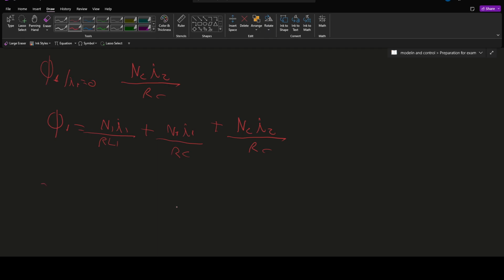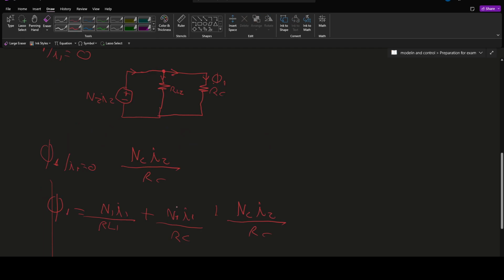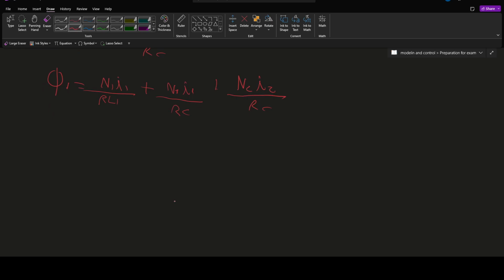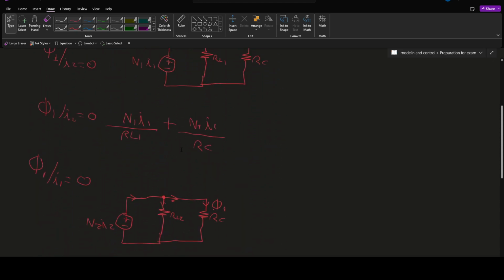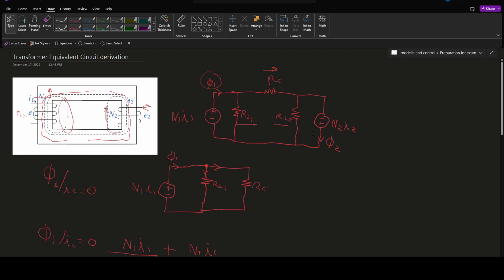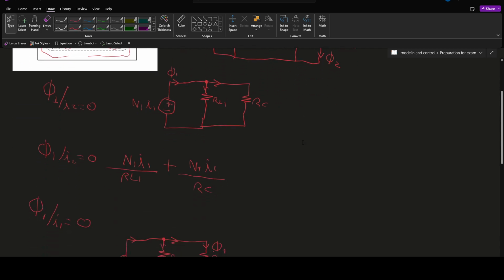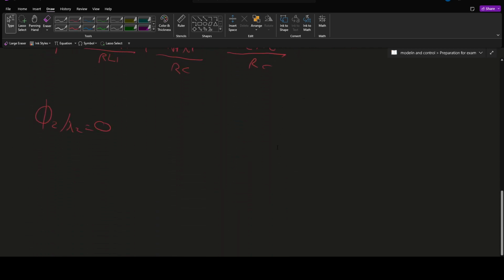Now we need to find phi2, and we are going to do the same process. We first do phi2 when I2 is equal to 0. It's going to be the same process. We first draw the equivalent circuit. I'm going to draw it again to make sure that the point is clear.